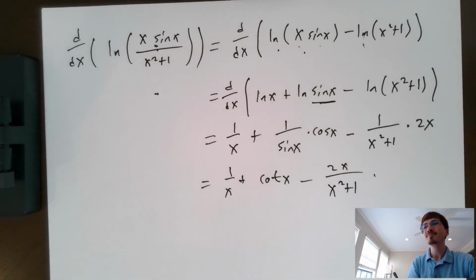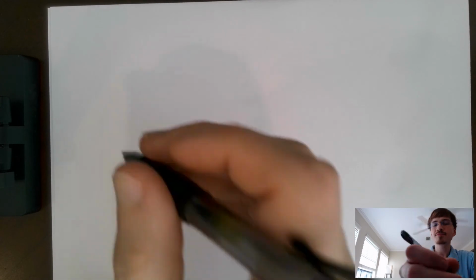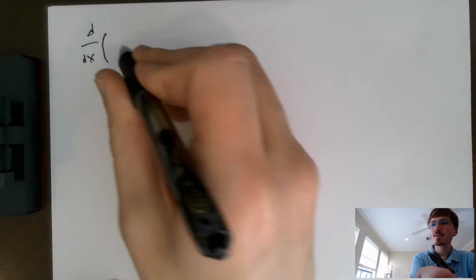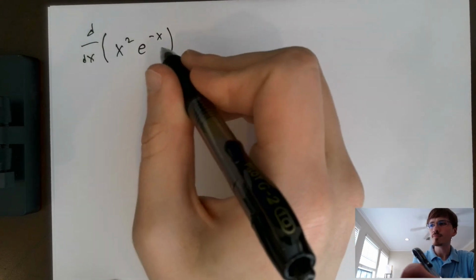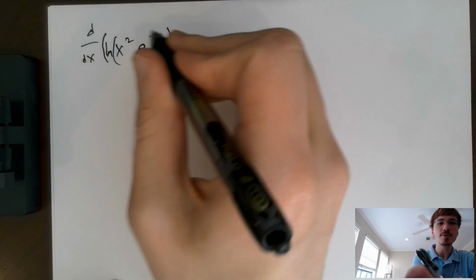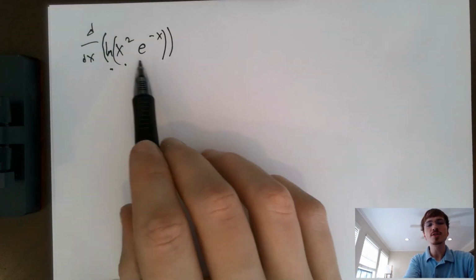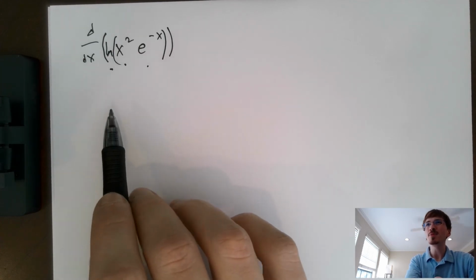Cool. Let's do that again. Get some good practice with our log properties. Let's take the derivative with respect to x of x squared times e to the negative x. Oops, natural log of that. Sorry about that. Derivative with respect to x of the natural log of x squared e to the negative x. Pause the video, use your log properties to break it up, and then take the derivative.